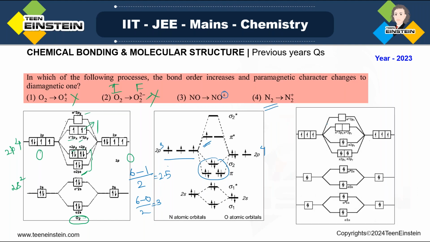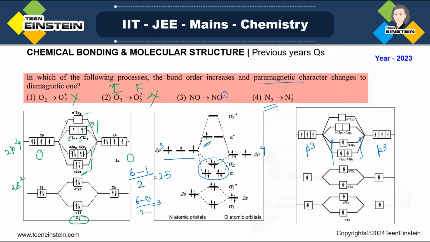In case of N2, this is p3, this is p3, total 6 electrons here. Now it is saying from paramagnetic character to diamagnetic, but it is not at all paramagnetic. So based on that, you can easily cancel it. It is not that for all the species each time you have to calculate bond order or paramagnetic. No, just apply some common sense.